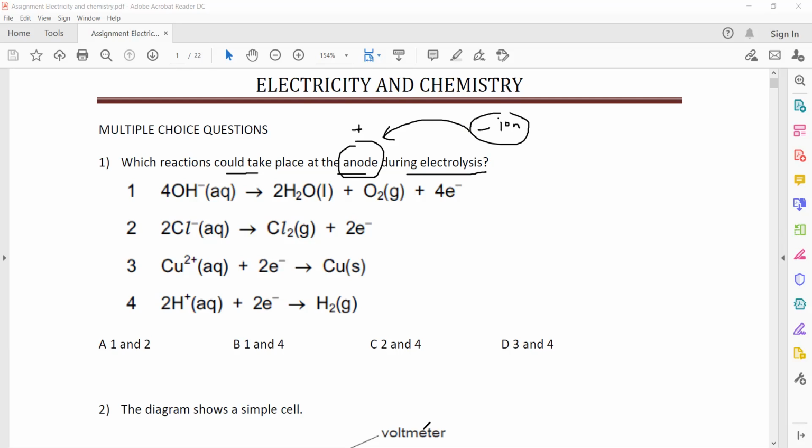D. Anode is a positive terminal, and a positive terminal always attracts the negative ions. So hydroxide is a negative ion and chloride is a negative ion, so they are attracted towards the anode. So A is the right answer.